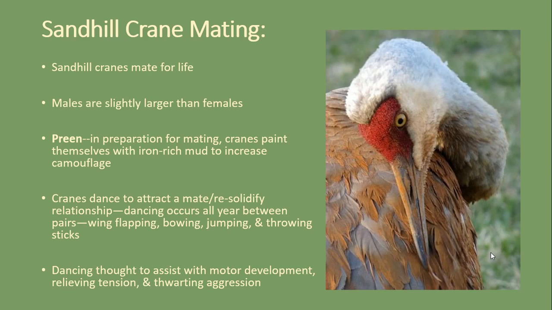The males in the species of sandhills are slightly larger than the females. However, this is opposite in birds of prey or raptors like the bald eagle and the great horned owl, for instance. They display what's called dimorphism, in which the females are actually larger than the males. But in our instance here with the cranes, the guys are bigger than the girls.